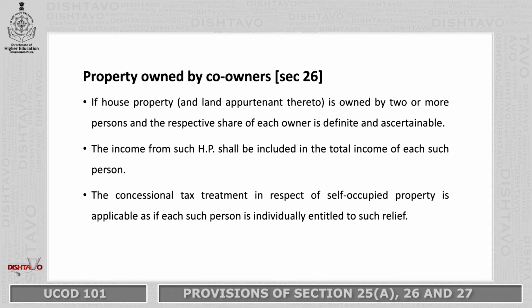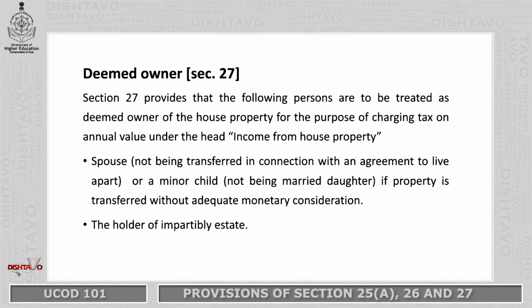Now, suppose the co-owned property is self-occupied, suppose there are 2 brothers and both brothers are staying in the same building, maybe one on the ground floor and one on the first floor, it is one house. Even then, each owner will get the benefit of self occupied property. Even if the house is 1, it will be divided into 2 and each owner will get the benefit of self occupied property. Third section is deemed owner, section 27.